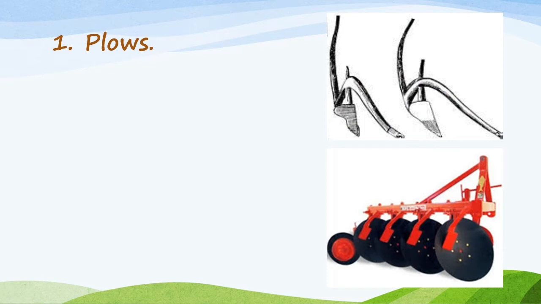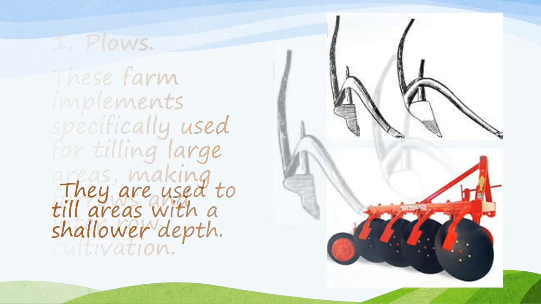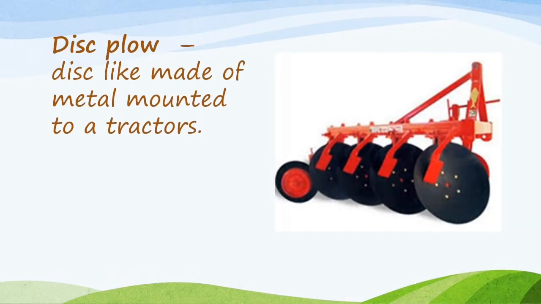Number 1, plows. These farm implements are specifically used for tilling large areas, making furrows, and inter-row cultivation. Native plow, made of either a combination of metal and wood or pure metal and pulled by a working animal. They are used to till areas with shallower depth. Disc plow, disc-like, made of metal, mounted to tractors.